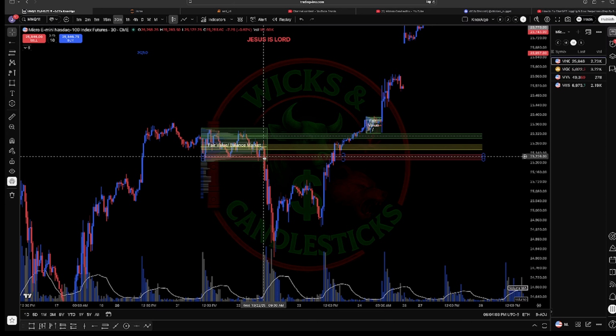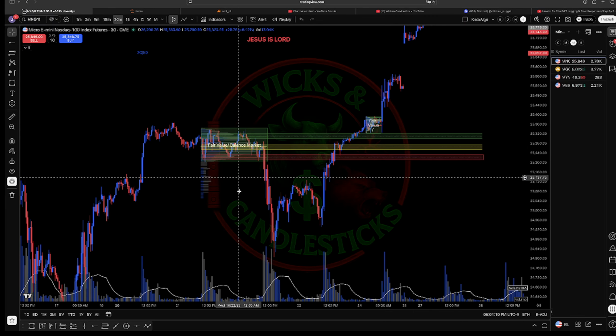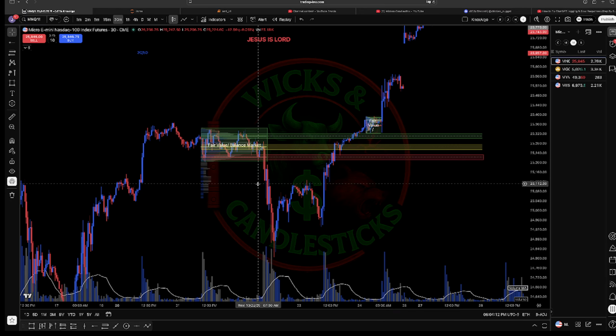If price is rejected by speed, it's going into an imbalance. If price hits an area and then leaves fast, it's rejected. That's it. No indicators required.